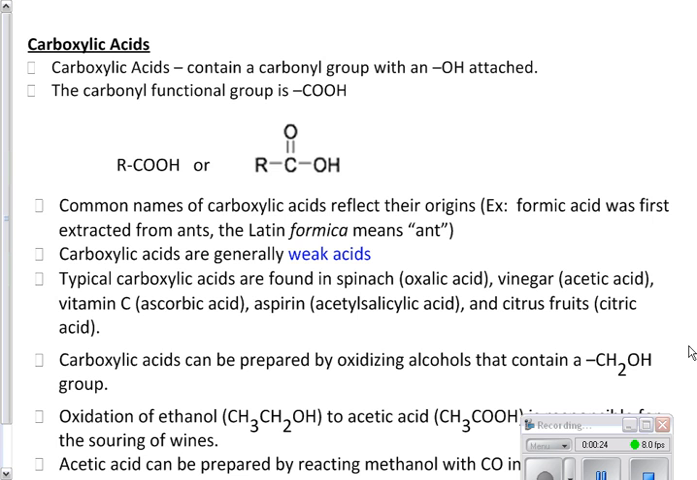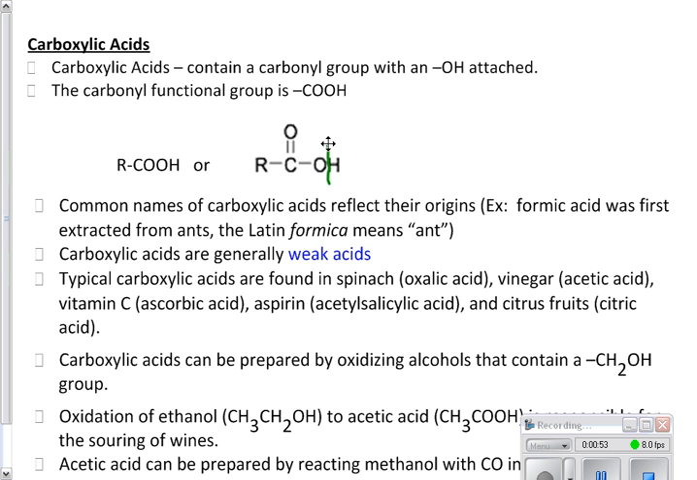These are generally weak acids because it's that H that you see right here that can be donated as a proton. Carboxylic acids are found in lots of things. You see a list here. Oxalic acid is in spinach, vinegar you've heard of, vitamin C, etc. And we know that we can make carboxylic acids by oxidizing alcohols, primarily a primary alcohol.